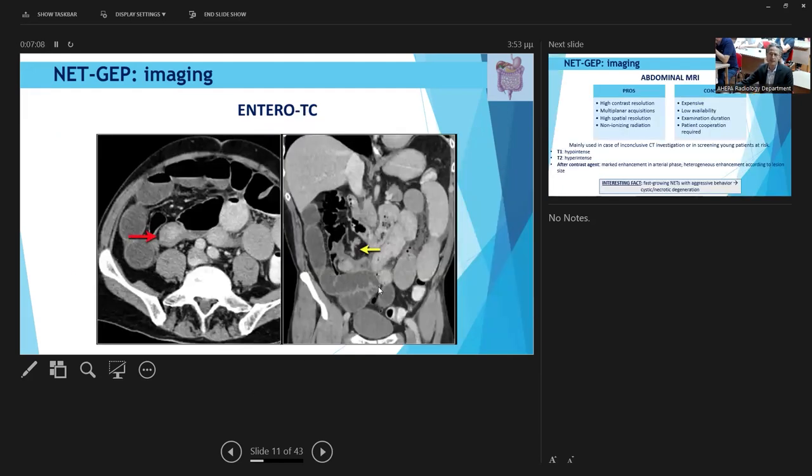And when we look at the images, we are able to recognize, like in this case, this polypoid mass inside the middle tract of the small bowel associated with multiple lymph nodes, which can be clearly evident after the bowel distension. Because if the lesion is quite small, it's difficult to differentiate the normal enhancement of the bowel wall from a neoplastic condition.